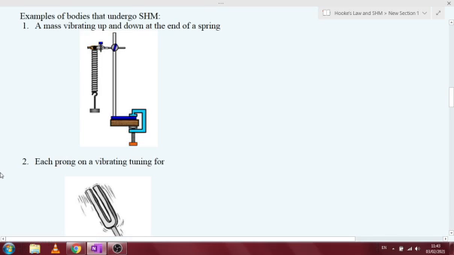Now that we have taken a look at some of the more complicated mathematical aspects of simple harmonic motion, we're just going to take a look at what simple harmonic motion is in general. So we have some examples here of bodies that undergo simple harmonic motion. The key one, and the one we've been looking at, is a mass vibrating up and down at the end of a spring. Be careful when you give an answer. You do need to say that it's vibrating up and down, because if it's just sitting like this, obviously there's no motion, let alone simple harmonic motion.